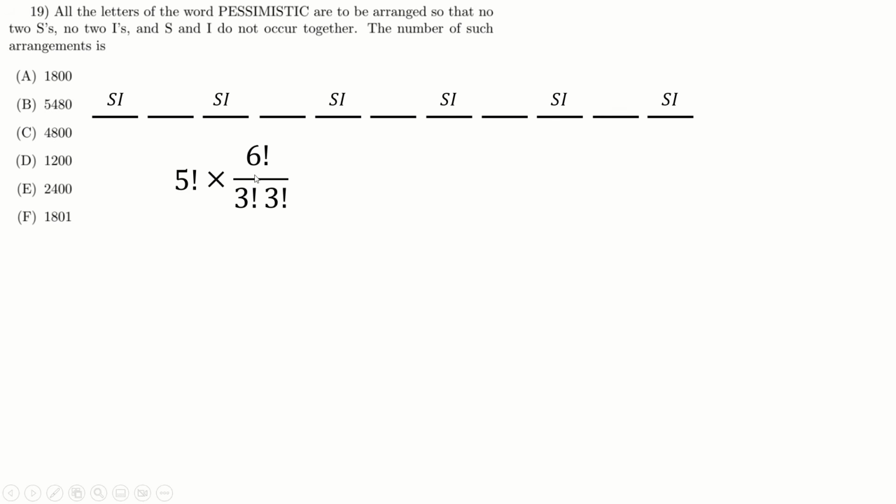From here, you can just calculate, right? 3 factorial is 6. That cancels the 6 from here to leave you 5 factorial over 3 factorial. But of course, the 3 factorial cancels with the 3, 2, and 1 in the 5 factorial, so that's just 5 times 4. So it's 5 times 4, which is 20, times 5 factorial, which is 120, and you end up with 2,400 as your answer.